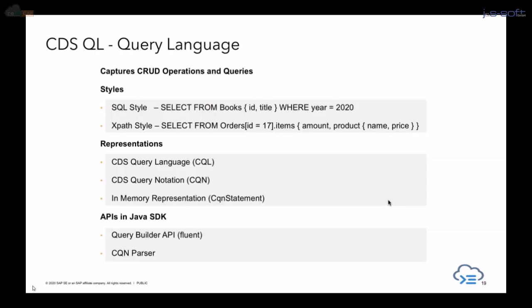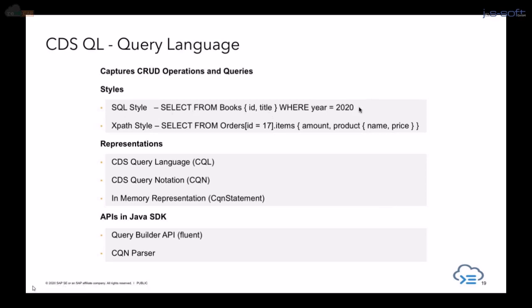And the last fundamental query block is, of course, CQN. Actually, CQN is just one notation of what we call CDSQL, which is the query language of CDS. There are other representations of our query language. There's also the CQL notation, of which I have put two examples up here.